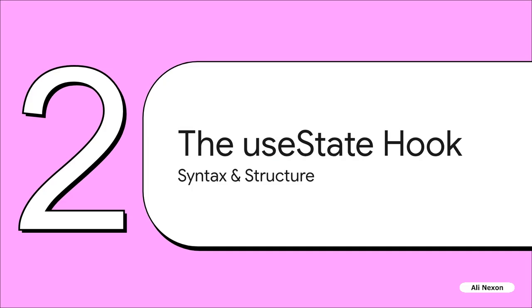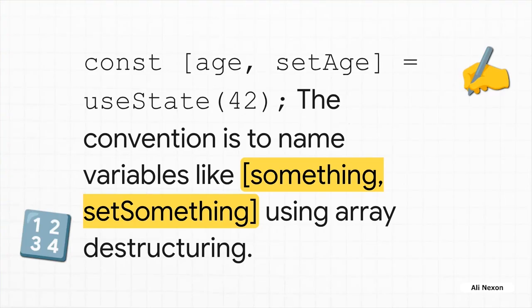All right, let's get into the nitty-gritty. How do you actually use it? Now, the syntax might look a little bit strange if you haven't seen it a lot, but trust me, it's incredibly clever and powerful once you get the hang of it. This one line of code is doing a whole lot. First, we're calling the useState function, and we're giving it an initial value, in this case, 42. And what it gives back is an array with 2 items.